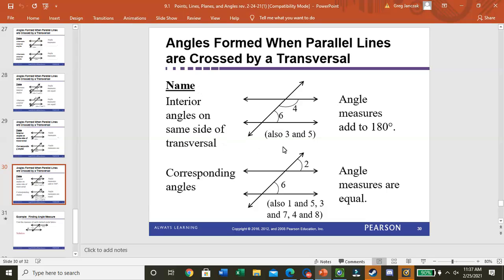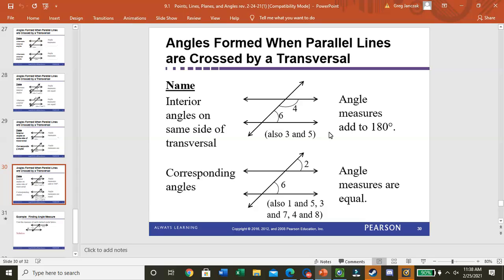Corresponding angles are on the same side of the parallel lines. So in other words, 2 and 6 are above or on top of the parallel lines, right? And they're both to the right of the transversal. So corresponding angles are on the same side of the parallel lines and the same side of the transversal. Okay. So corresponding angles are congruent, are equal measure, or also known as congruent.